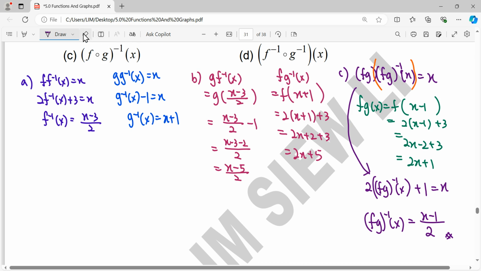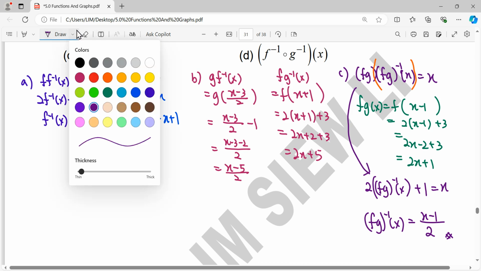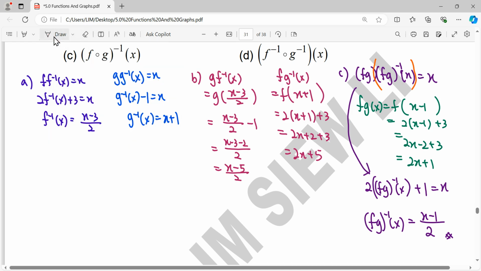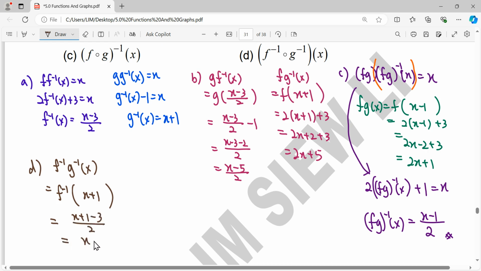Then we continue for question D. So for question D, what's meant by this? This is f inverse composite with g inverse. So firstly, we get our g inverse, which is x plus 1. Then for this x plus 1, we're going to composite to f inverse. So this x will be replaced by x plus 1. Simplify it, we'll get x minus 2 over 2.